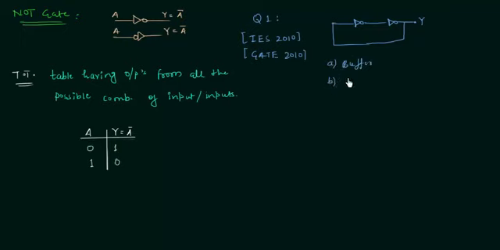B option is astable multivibrator. C option is bistable multivibrator, and D option is square wave generator. Let's see how we can solve this. First I will make the circuit.